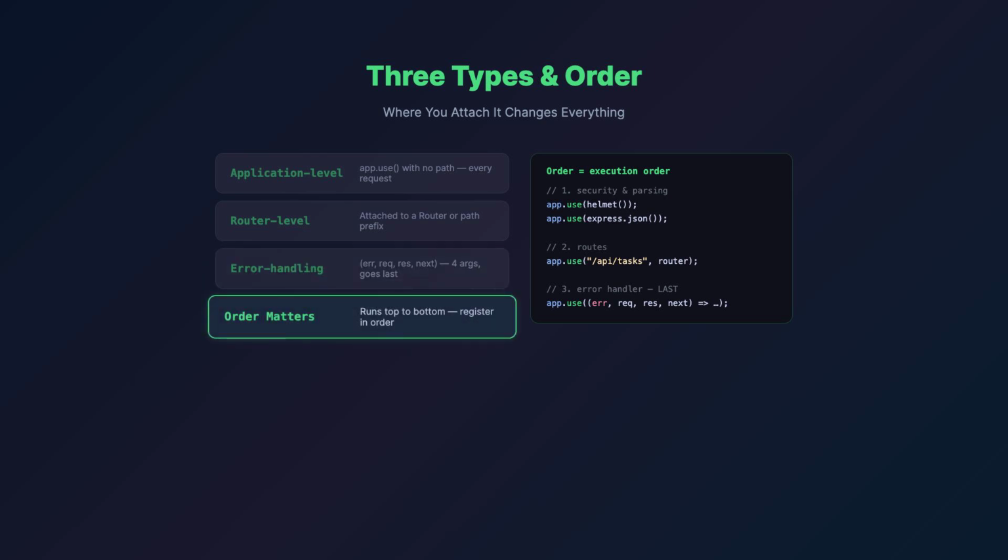Now, execution order, this is critical. Middleware runs in the exact order you register it. If you put your logger before your routes, it logs every request. If you put it after, it never runs. If your authentication check comes after the route handler, the route already ran, and the check is useless. The rule is simple: register middleware in the order you want it to execute, top to bottom. Security and parsing first, routes in the middle, error handling last.